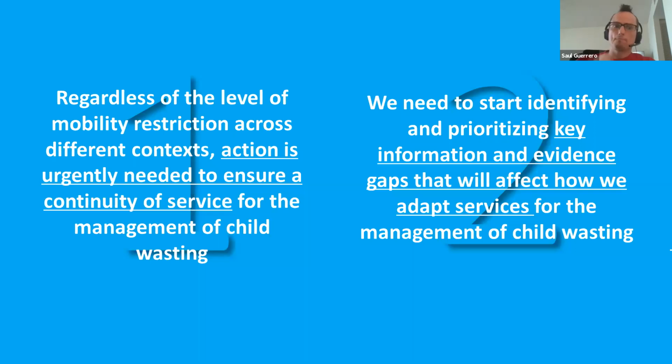The first bit is that regardless of the level of mobility restrictions that we're facing around the world, whether you have countries where people are still allowed or able to move around, or whether they are on full lockdown, there is a range of actions that need to be urgently taken in order to ensure the continuity of services for the management of child wasting. So regardless of your context, there are new things that need to be done. And the second critical thing, and I think the group chat on the side of Zoom today demonstrates that, is that there is an urgent need to start identifying and prioritizing key information and evidence gaps that will affect how we adapt services for the management of child wasting. Next.